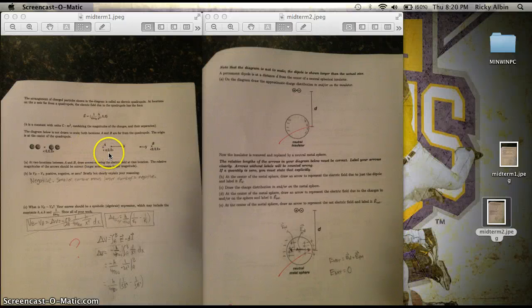So on this first problem, on part A, we're just asked to draw the magnitude of the electric field due to this, you call it a quadrupole, I guess. It's two dipoles on the same axis, so everything is on, looks like, the x-axis. And the relative magnitudes of the arrows should be correct, so a longer arrow means larger magnitude.